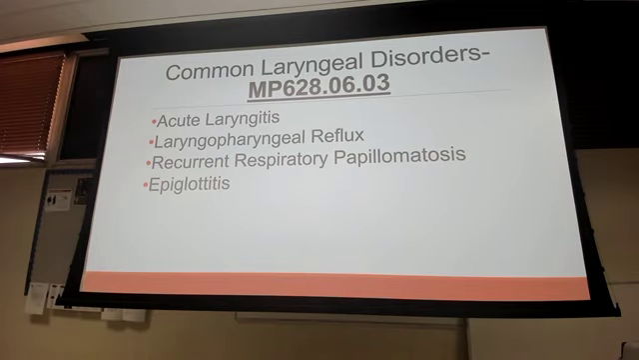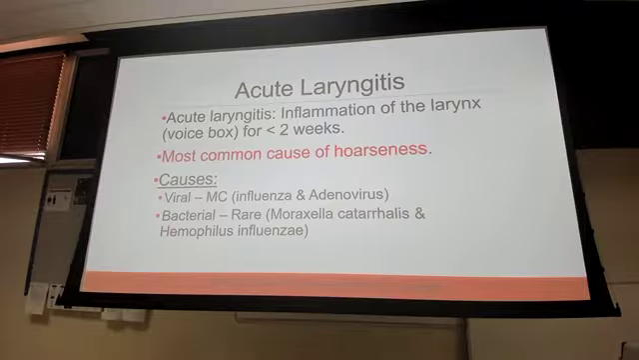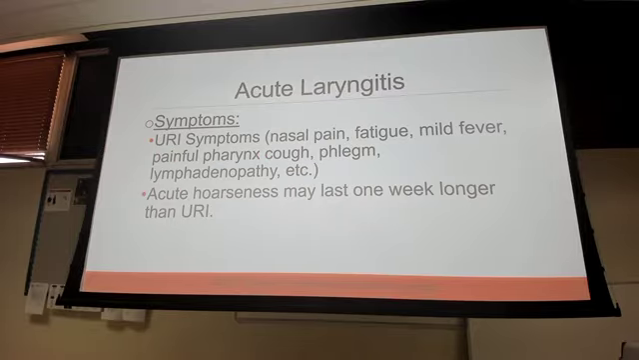So these are our common laryngeal disorders: acute laryngitis, laryngopharyngeal reflux, recurrent respiratory papillomatosis, and then epiglottitis. Simply, acute laryngitis is inflammation of the larynx for less than 2 weeks. So just remember that time frame. We're in the less than 2 week window. It can be caused by viruses or bacteria. Those are the two most common causes.